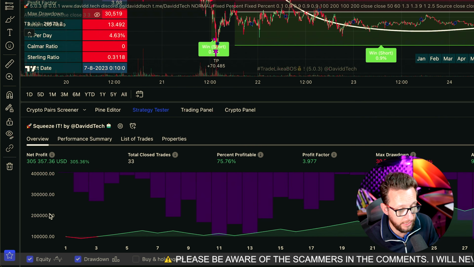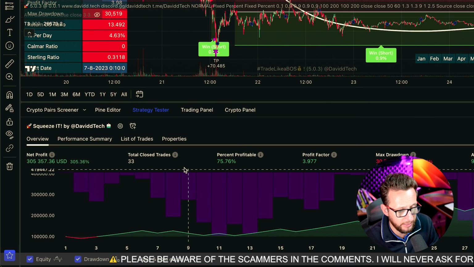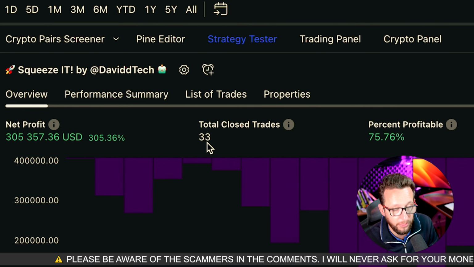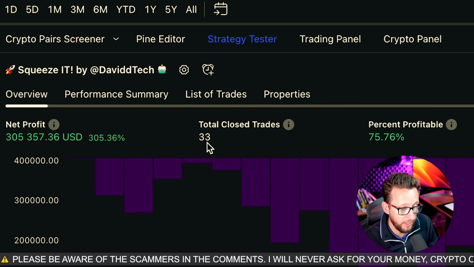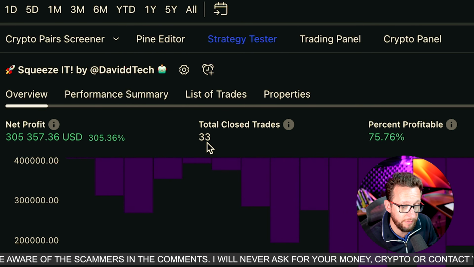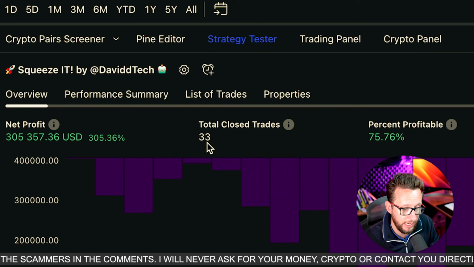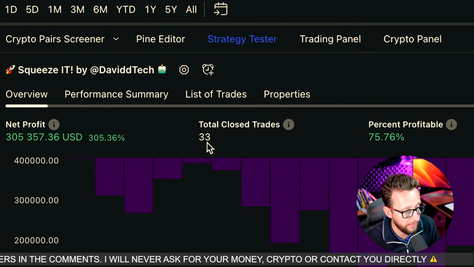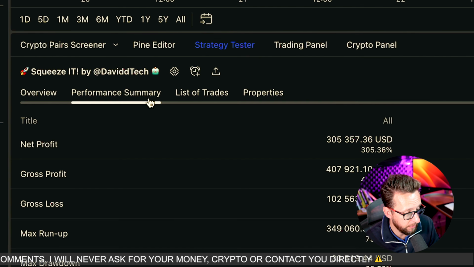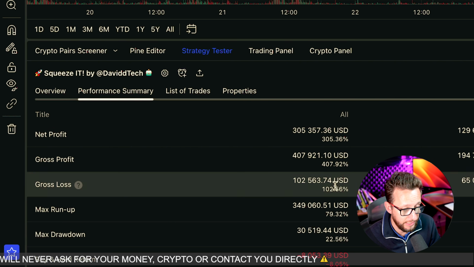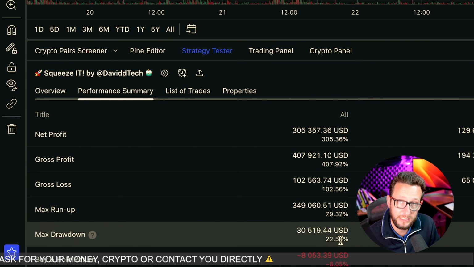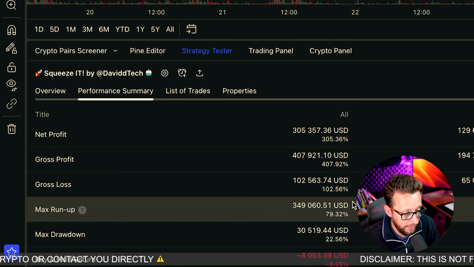Let's have a look at that equity curve, looking absolutely brilliant, but obviously there are only 33 trades. As I said earlier, we are on 100x leverage. It is a scalping strategy on a high leverage, but I will speak about that in a minute. So if I go over to the performance table, as you can see, my max drawdown was 22%, which isn't that high considering I'm on 100x leverage.